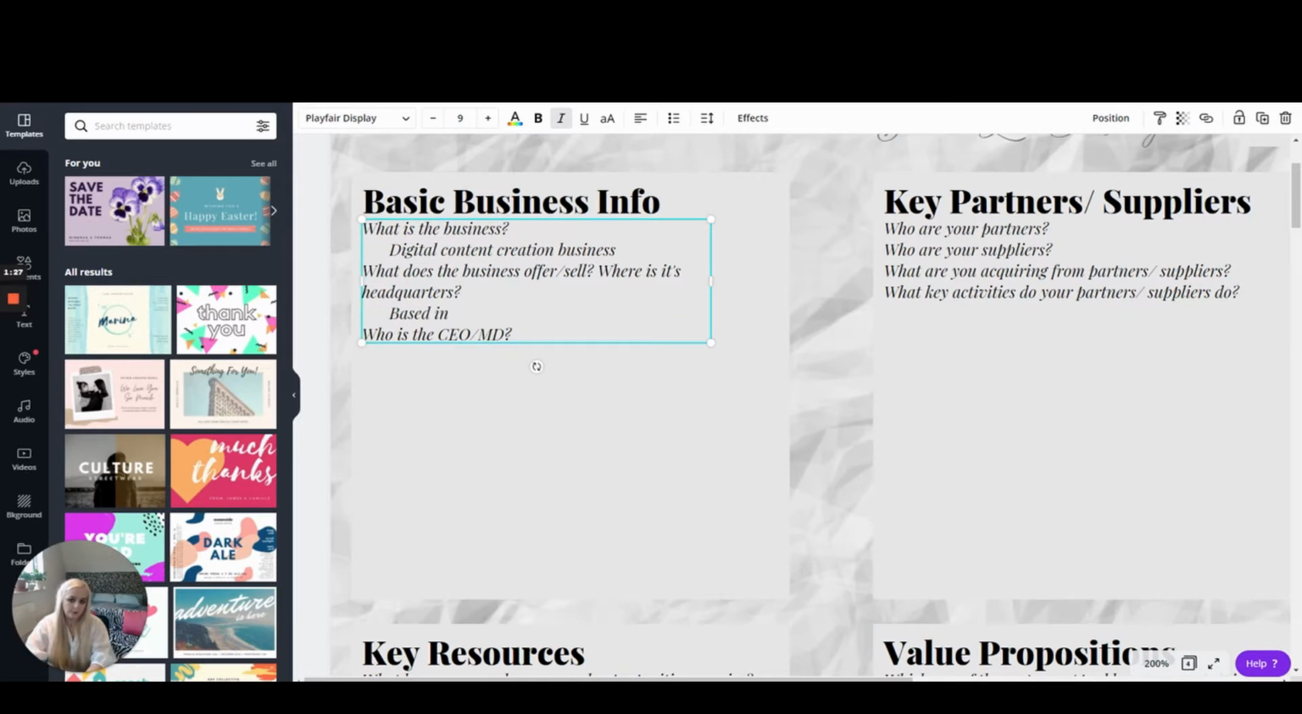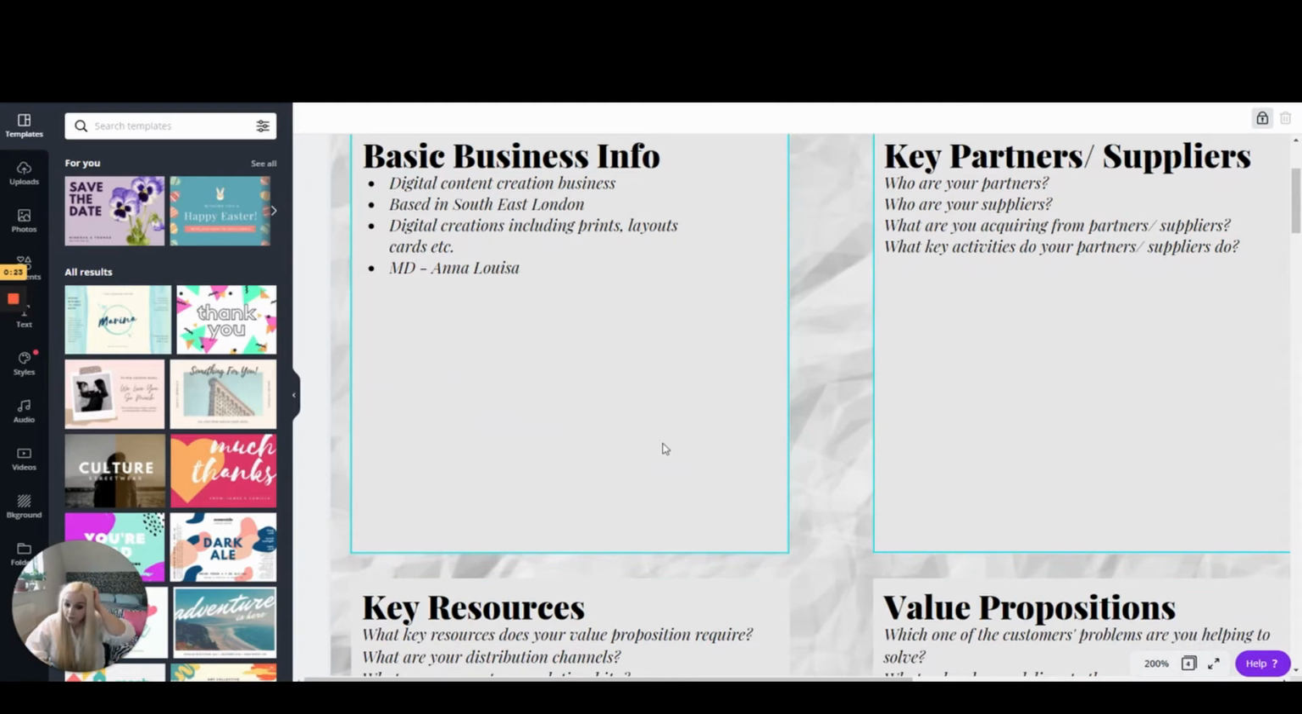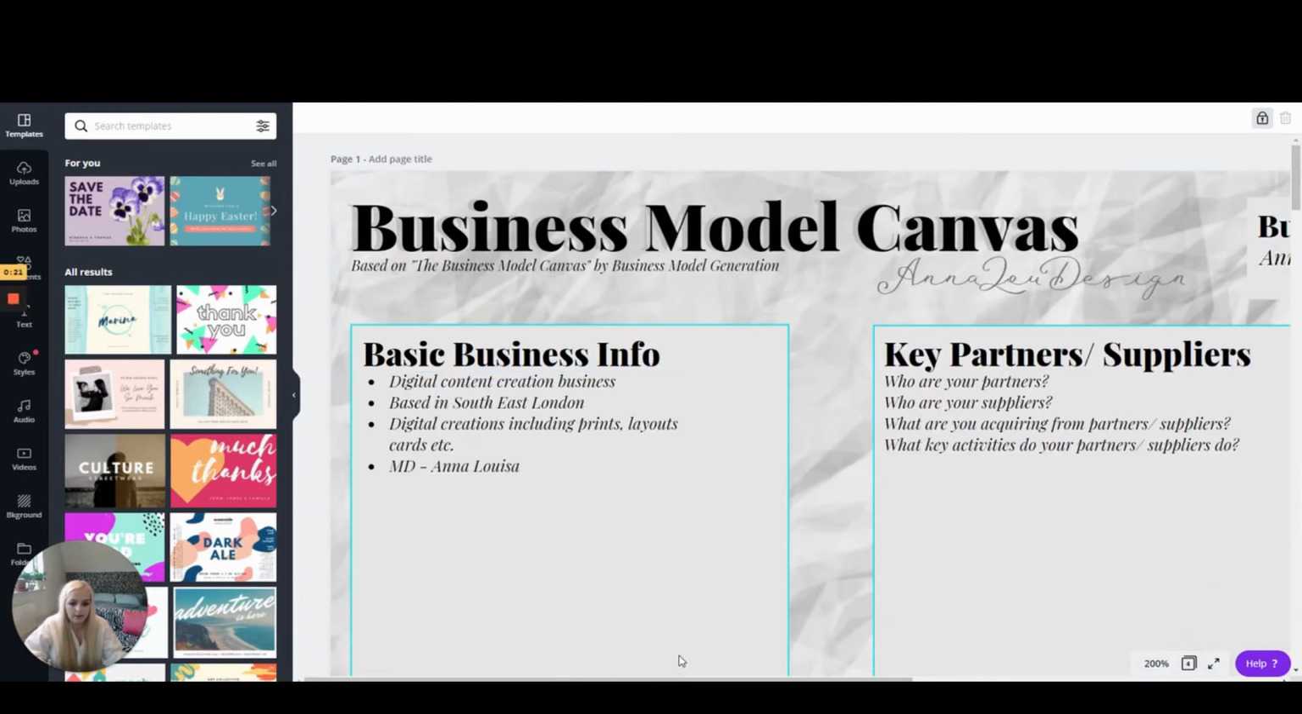So for now, the headquarters are based in South East London, and the business is going to offer digital creations, including prints, layouts, cards, etc. And the CEO is me, or managing director usually. So now you can just delete these bits. We can change the format later. Let's get the content in now.